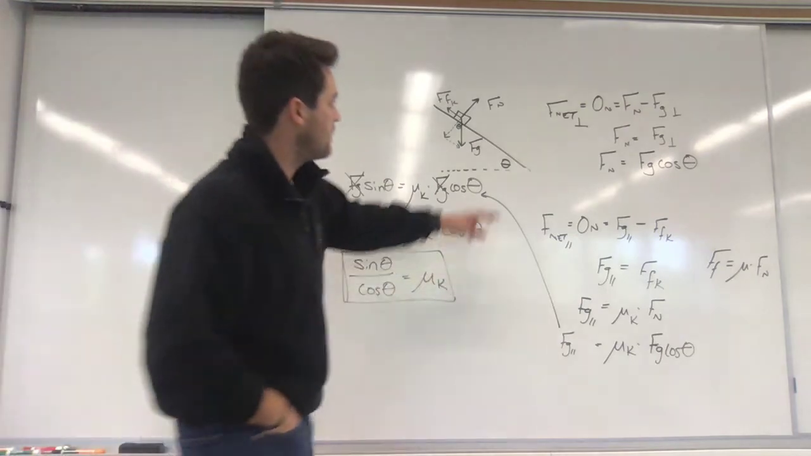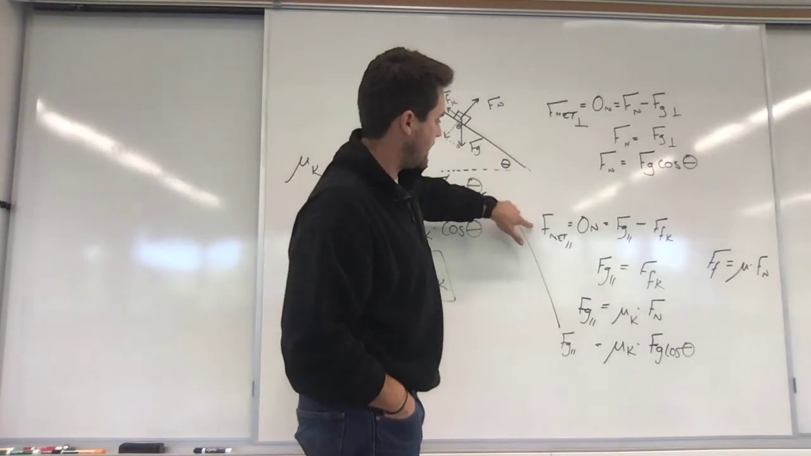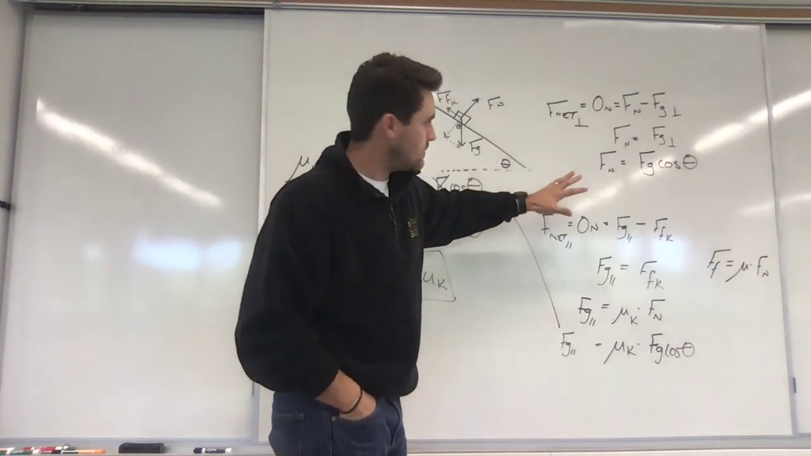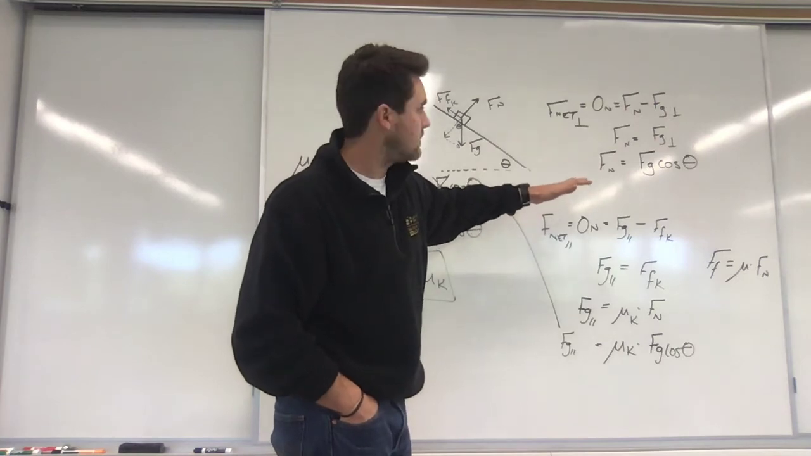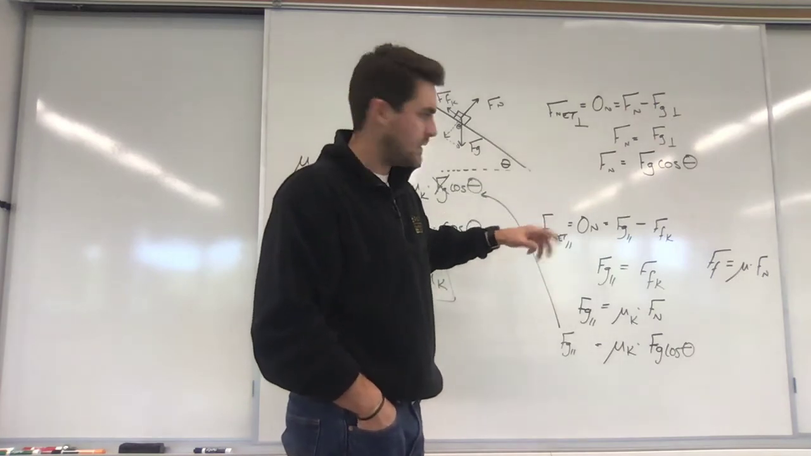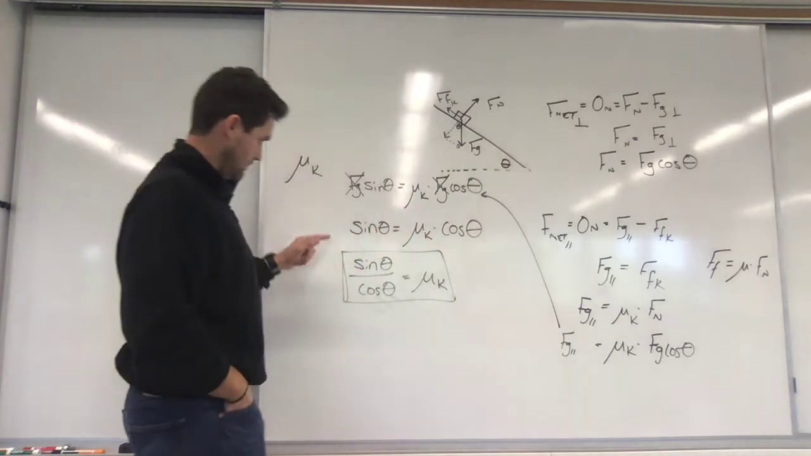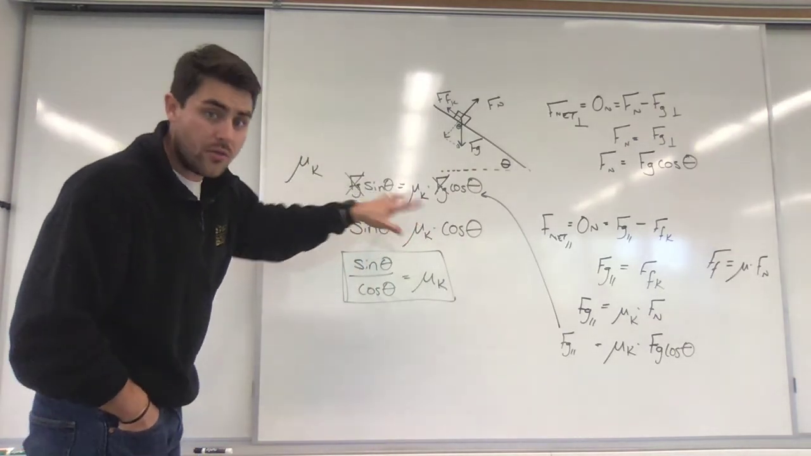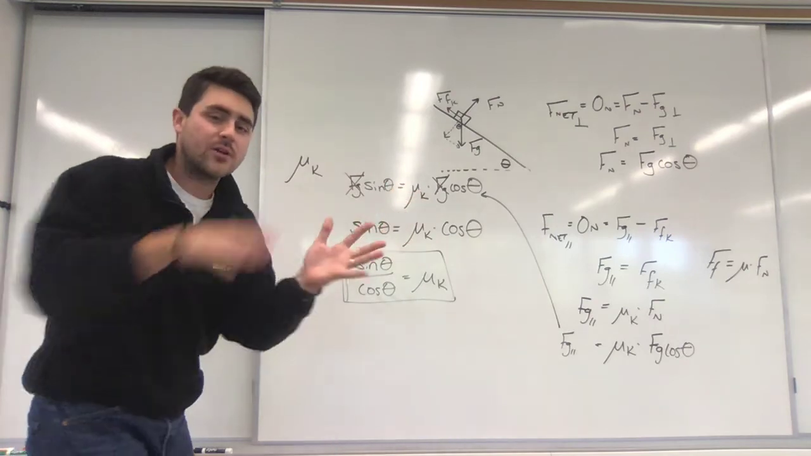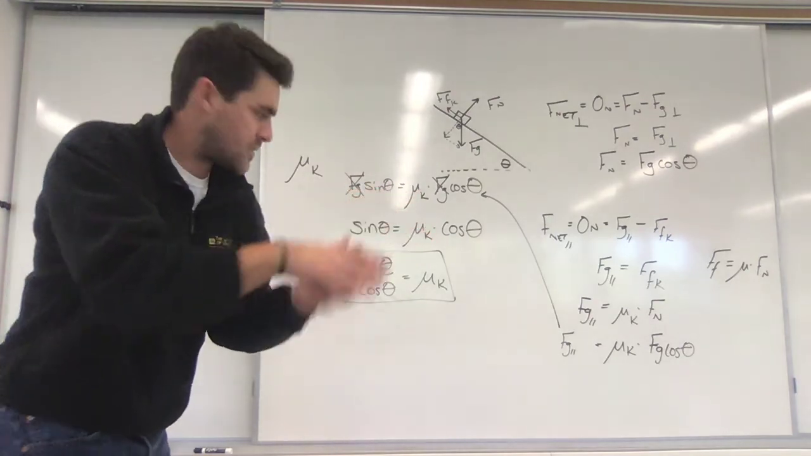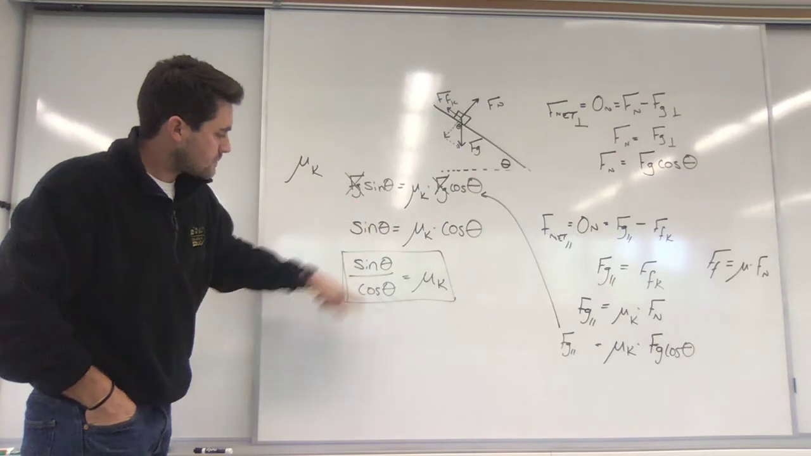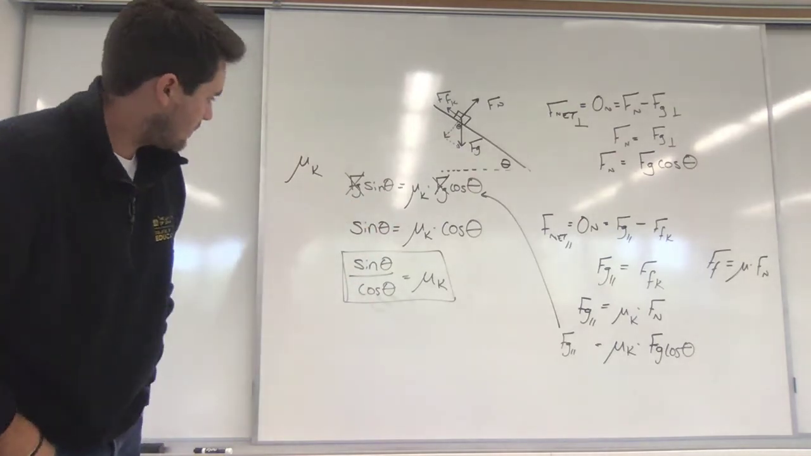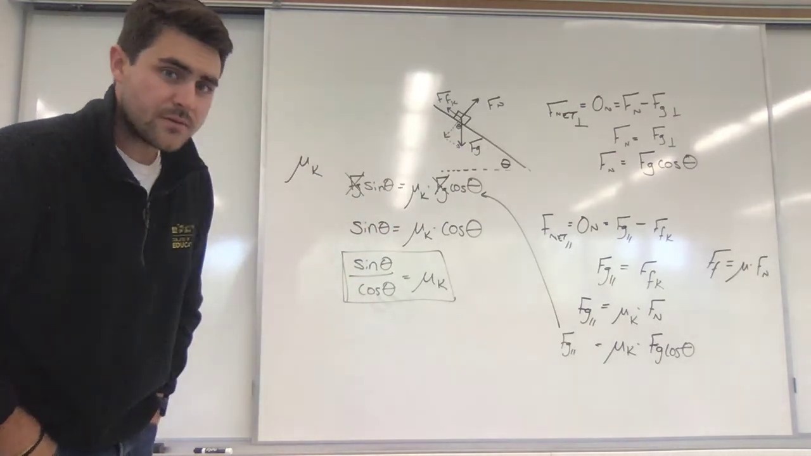How did we get there? We started with our F nets. We substituted some things in. We did a little physicsing, but eventually we saw that the mass of this object didn't matter. The only thing that mattered in terms of how sticky the two surfaces are is the angle. That's your coefficient of friction.